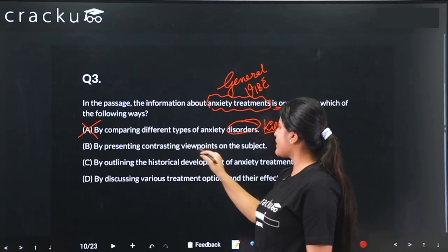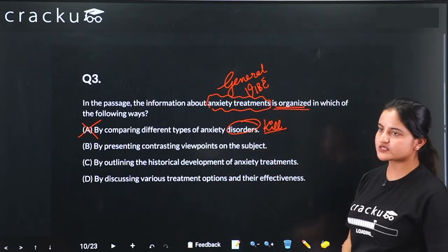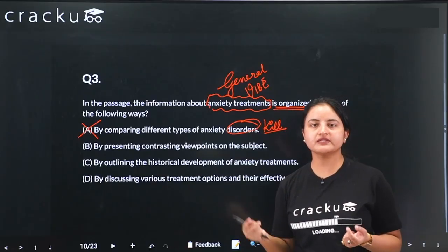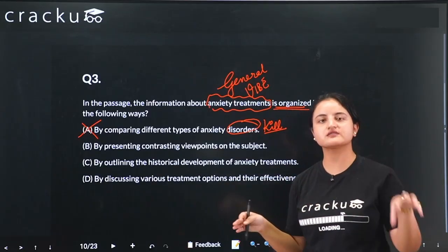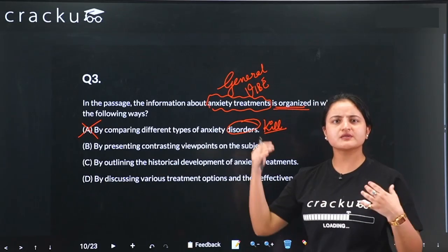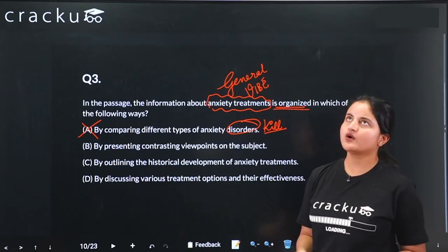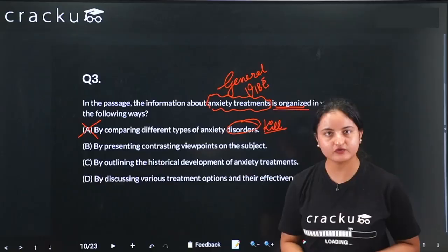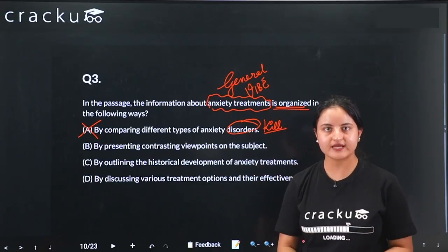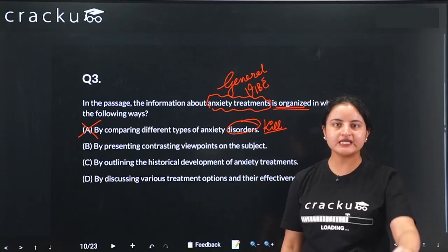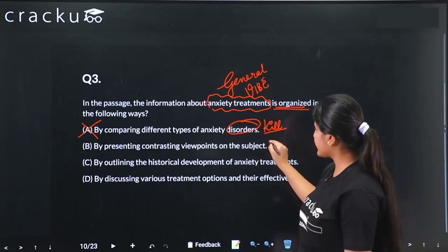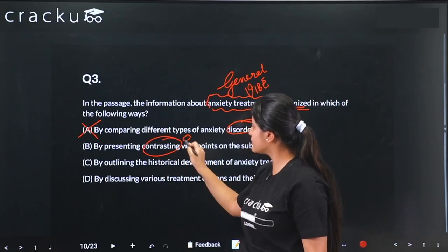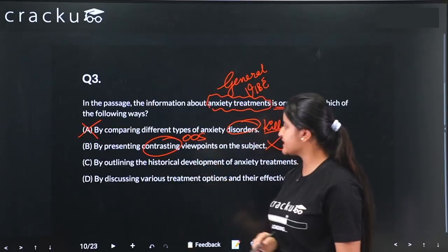By presenting contrasting viewpoints on the subjects. What contrasting? A contrasting viewpoint would be when the author is presenting somebody else's viewpoints. But here the author is simply listing out the treatments that, oh guys, one treatment is psychotherapy, cognitive behavioral therapy, exposure therapy, exercise. So he is basically listing, he or she. So again, this is not related because contrasting is out of scope. The author is not contrasting anything.